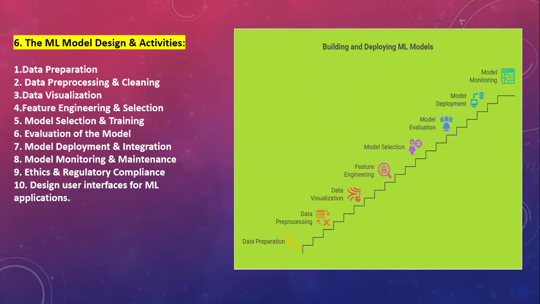Then we are going to see some visualizations on the data analysis or data visualization. Then we are going to do feature engineering and select the important features that will have more impact on the target variable, like selling price. And also we are going to see the model selection and training, how it is going on. Once the model is ready, we are going to evaluate that linear regression model. And after that, we are going to deploy the model and integrate with different platforms.